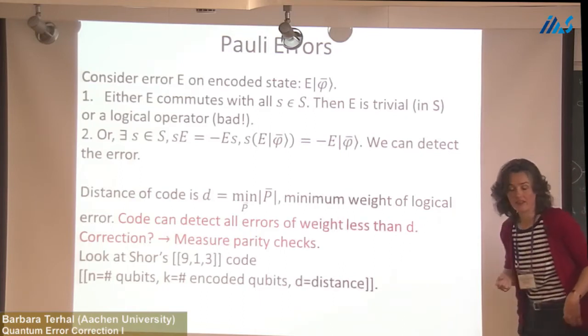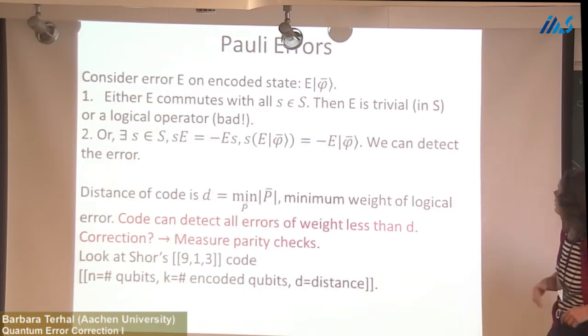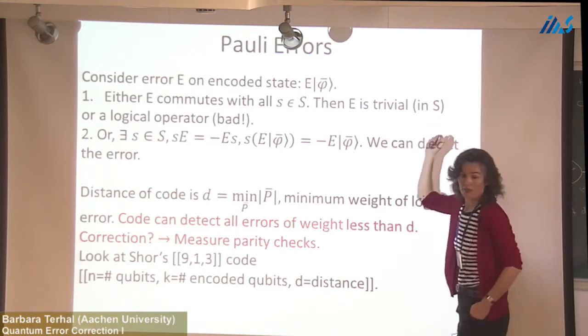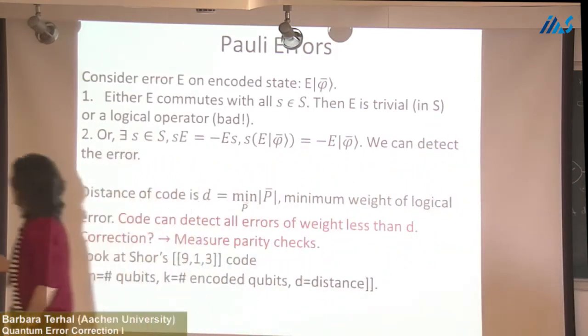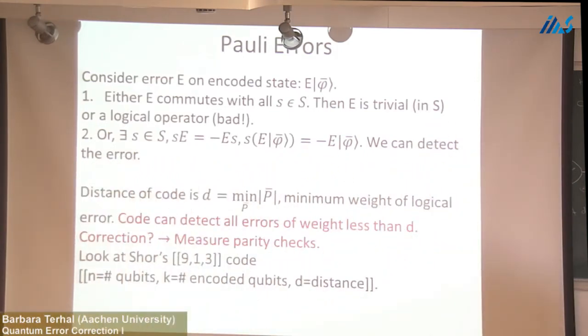So, does it mean that error is trivial? Trivial just means an element in S. It's a stabilizer check. So a trivial error, in this case, is the error that flips all the bits of all the qubits.